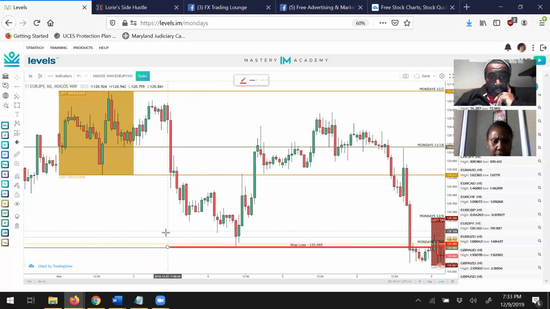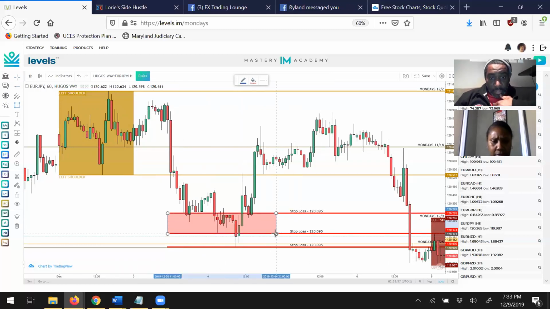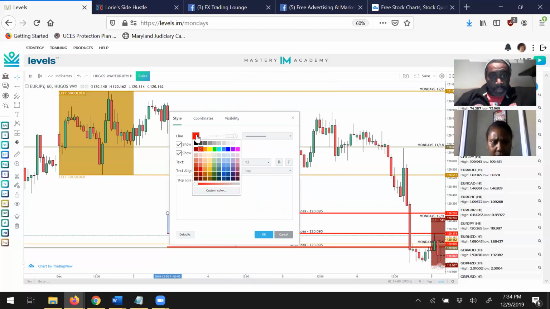So what I do, I put a line directly at the bottom of that candle. I'm going to trap that candle, so I'm going to put a line directly on top of that candle as well. There we go. So now I just grab my rectangle and I make a nice little zone. But because this is a buy, I'm going to change that color to blue. So this line here becomes my entry.